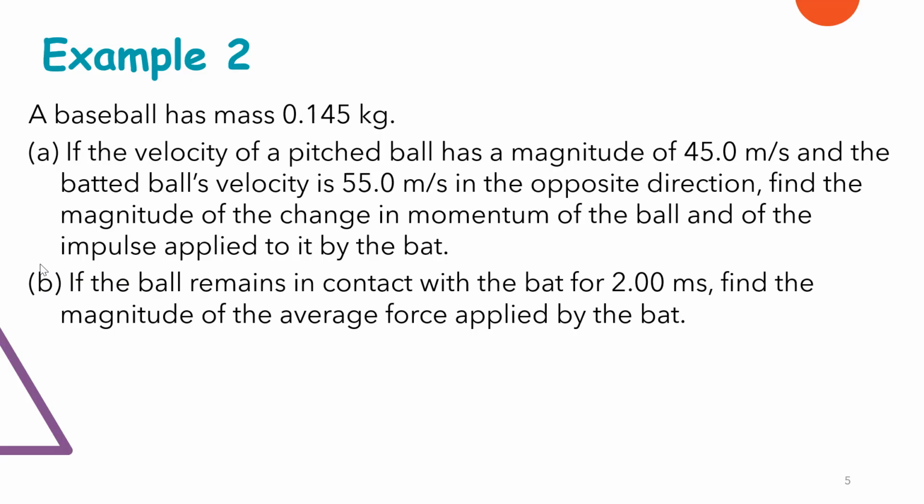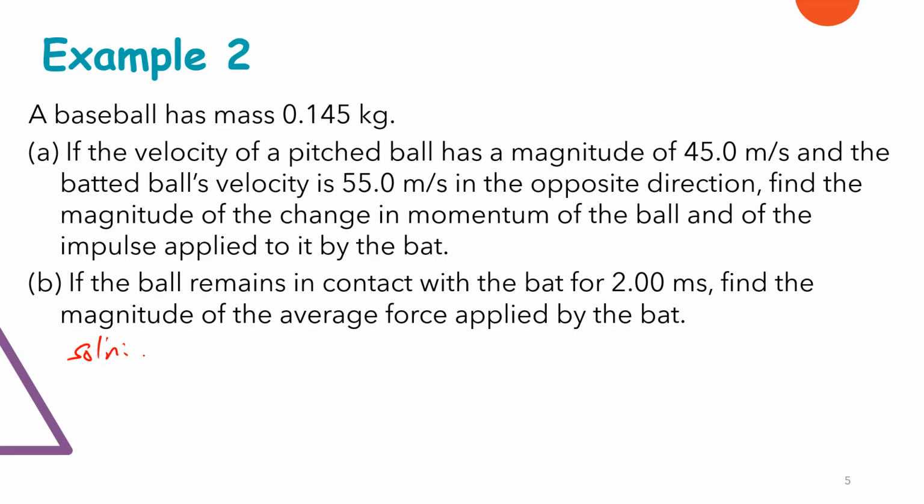A baseball has mass 0.145 kilograms. If the velocity of a pitched ball has a magnitude of 45 meters per second and the batted ball's velocity is 55 meters per second in the opposite direction, find the magnitude of the change in momentum of the ball and of the impulse applied to it by the bat. If the ball remains in contact with the bat for 2 milliseconds, find the magnitude of the average force applied by the bat. So, solution for letter A.